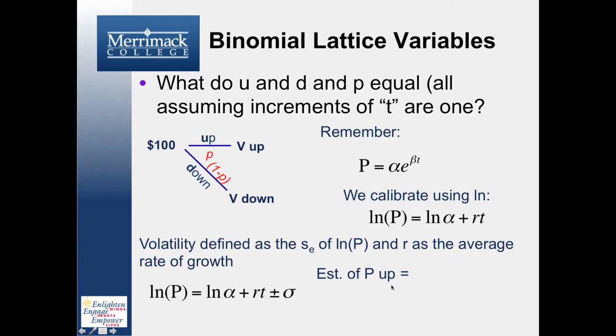Okay? So an estimate of P up would be, if it went up by one standard error, then this price up value would be just the original equation times e to the SE, right? That's what this is. This comes from this. So U would be e to the SE, or the standard error. This standard error is the volatility, so the up factor is really just e to the volatility.